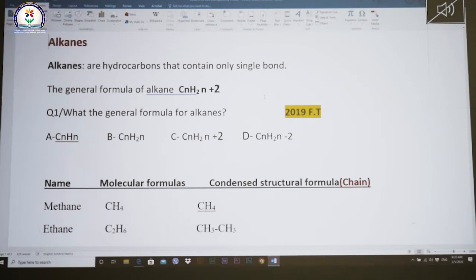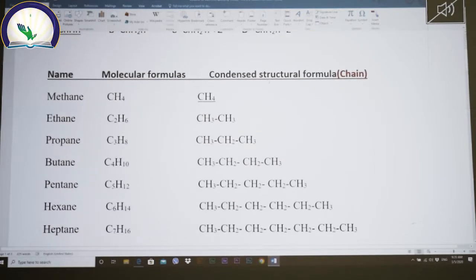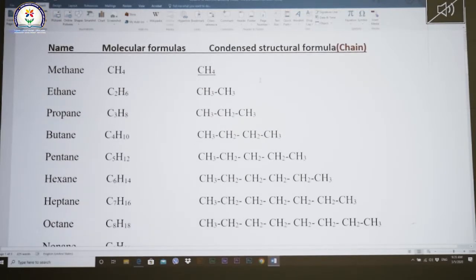I am going to show you other alkanes according to the number of carbon atoms. We have methane, ethane. You have to memorize: propane, butane with 4 carbons, pentane with 5 carbon atoms, hexane, 6, heptane, 7 carbon atoms, octane, 8, nonane, 9, and decane, 10.